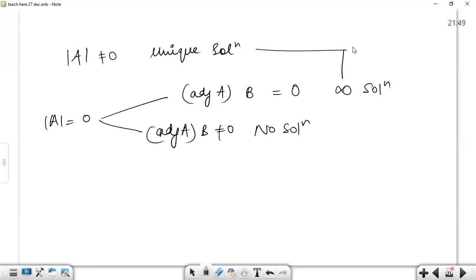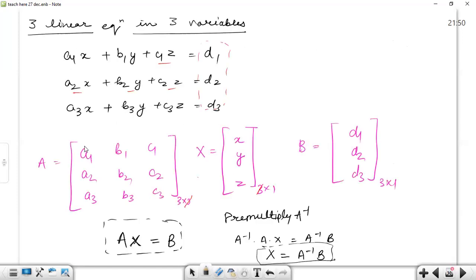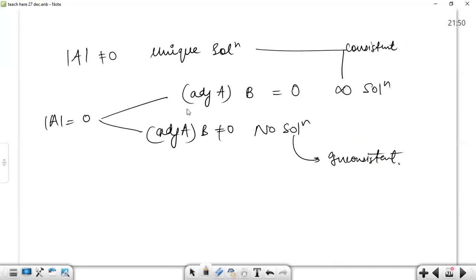These first two conditions are going to make the system consistent. The third condition will make the system inconsistent. Okay, great. So are these conditions clear, everyone? Basically, A is the matrix, and while finding A inverse, we'll have to deal with adjoint of A. That's why adjoint of A is relevant here, right?